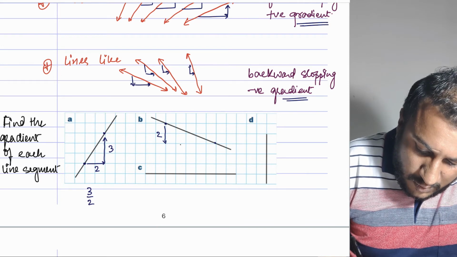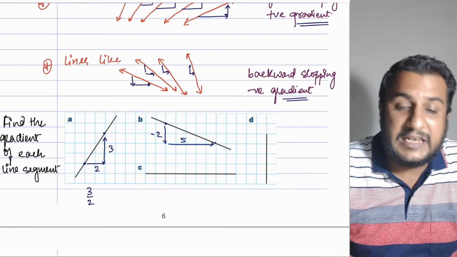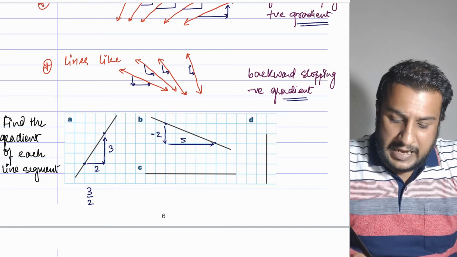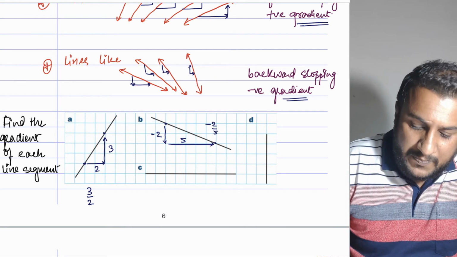Now if I mark for B part, if I mark these 2 points, I am getting 2 points down and 1, 2, 3, 4, 5 points on the horizontal. So this is negative 2 because I am going down, and plus 5. So the slope of this line is negative 2 by 5.